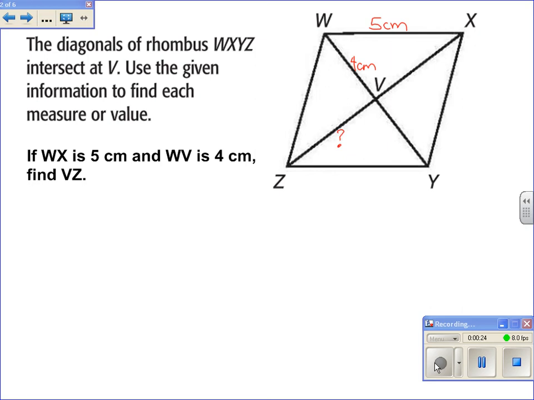Okay, because this is a rhombus, by the definition of a rhombus, all the sides are congruent. So that means VX, XY, YZ, and ZW are all the same length. Now I'm going to transfer my dimension over to ZW, and you'll see why in a minute.